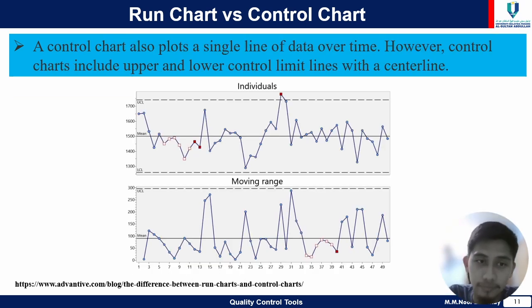Okay, this diagram is about the control chart. A control chart also plots a single line of data over time. However, control charts include upper and lower control limit lines with a center line. We can see in this diagram the difference between a control chart and a run chart. A control chart has a UCL line, mean line, and LCL line, but a run chart doesn't have these lines.